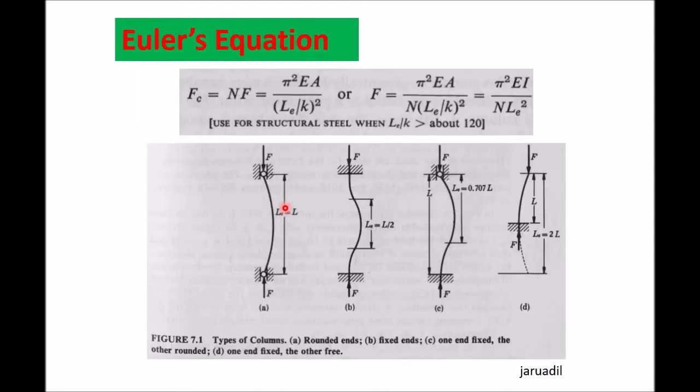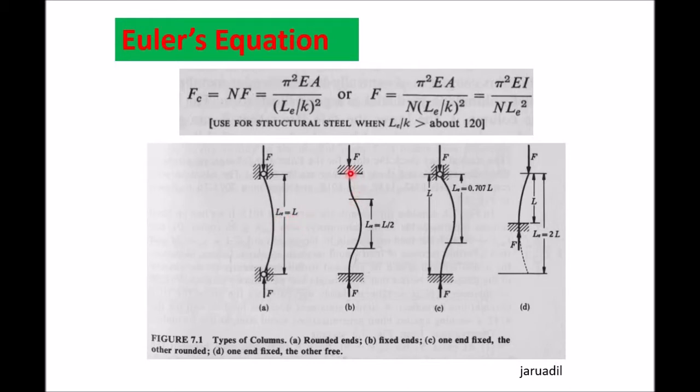So ano tong equivalent length? Halimbawa ito, di ba? Ito yung types of columns. Merong column na rounded ends. Ibig sabihin nitong rounded ends, itong end na ito ay pwede siyang gumalaw. Kasi rounded siya. Pwede siyang gumalaw dito sa part na ito at pwede rin siyang gumalaw dito. So hindi siya fixed. So ang LE mo dyan, yung equivalent length is equal to L.